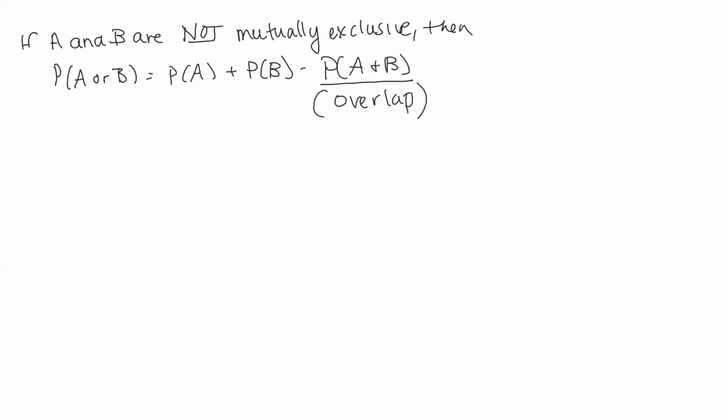This is going to make a little bit more sense when you see it with an example. So for the first example, we're dealt one card from a standard 52 card deck. What is the probability of being dealt a 3 or a heart?